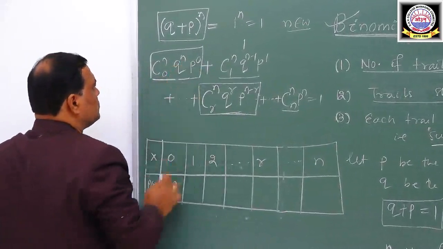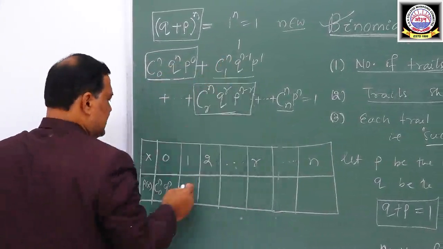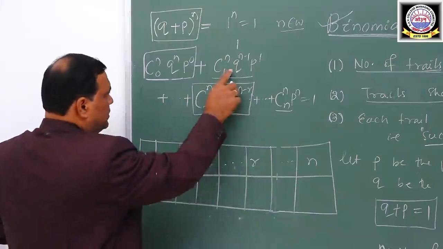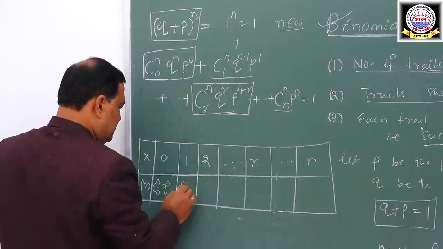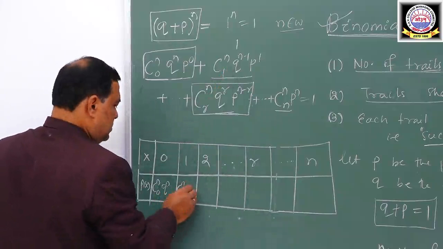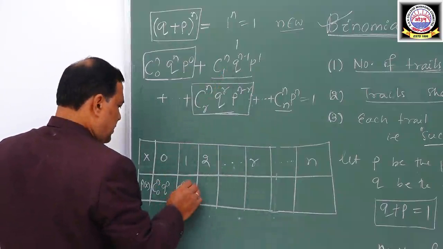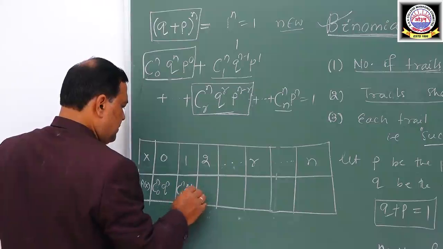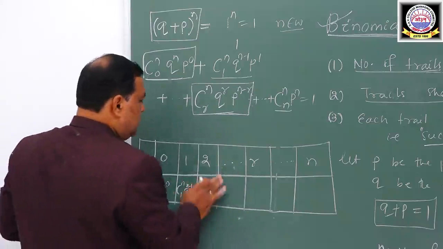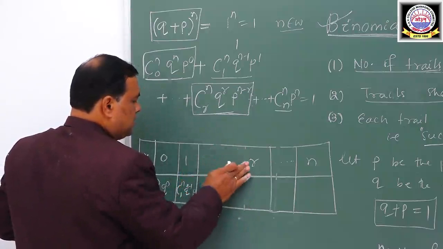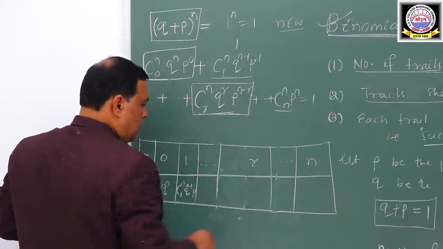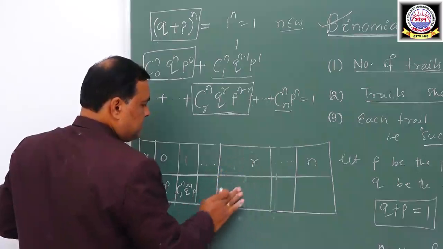When x equals 0, we are getting this. And this is the second term at 1. So if I put here, then this will come nC1 q to the power n minus 1 into p. So like that you can fill up. I am filling up the rth place, a little big I am making. So the rth place.